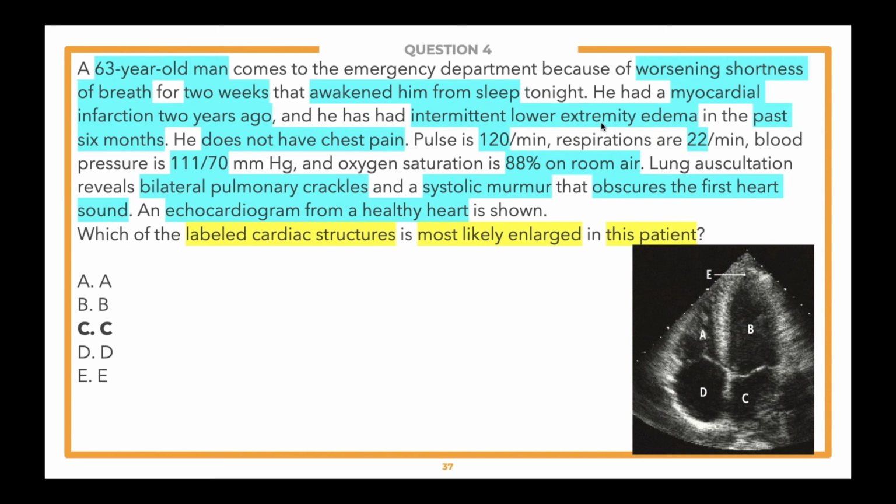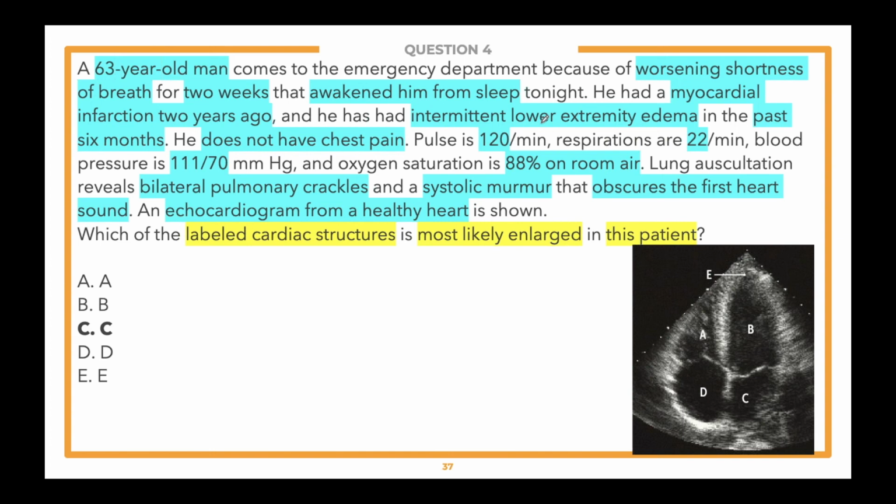Okay. And if we think about it, this patient had an MI. Okay. So there's potential for that to have caused valvular damage. We know that the first heart sound is resulting from the closing of the mitral and tricuspid valve. So if there's something that is obscuring that first heart sound, it might be that the valve that makes the first heart sound is involved, like the mitral or tricuspid valves, okay?